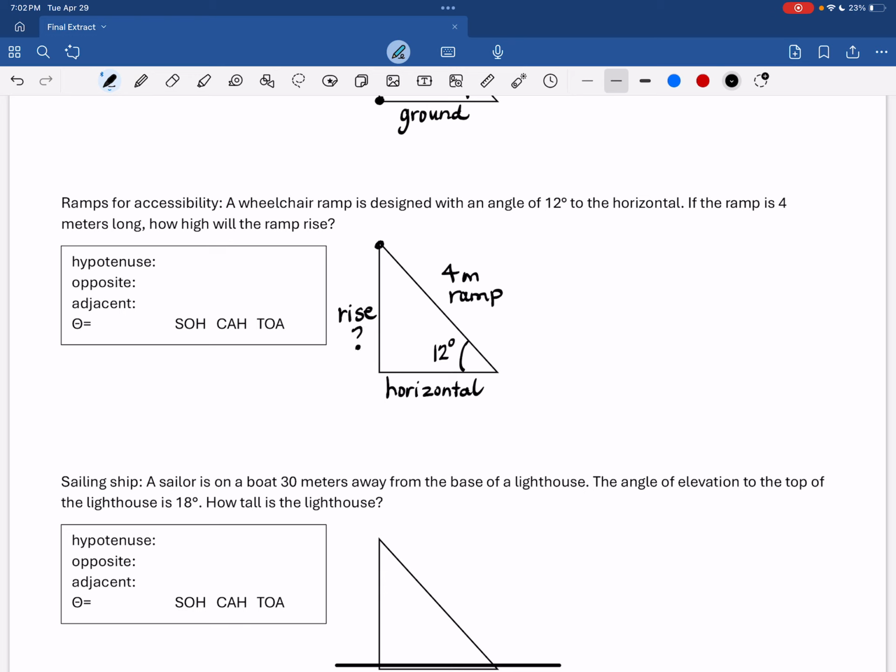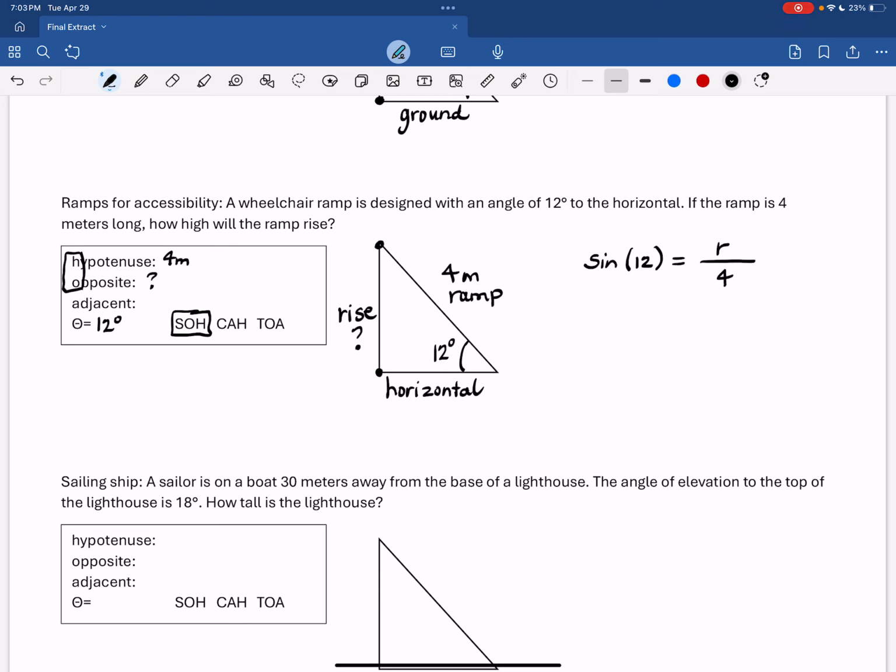So it's similar to the question before. We're looking for the rise, which is the opposite. And we know the hypotenuse, which is 4 meters. And 12 degrees is theta. So we want O and H, that is sine. I don't want you to think that every wheelchair problem is a sine ratio. We cannot make that call. You have to read the question and really understand what you're looking for.